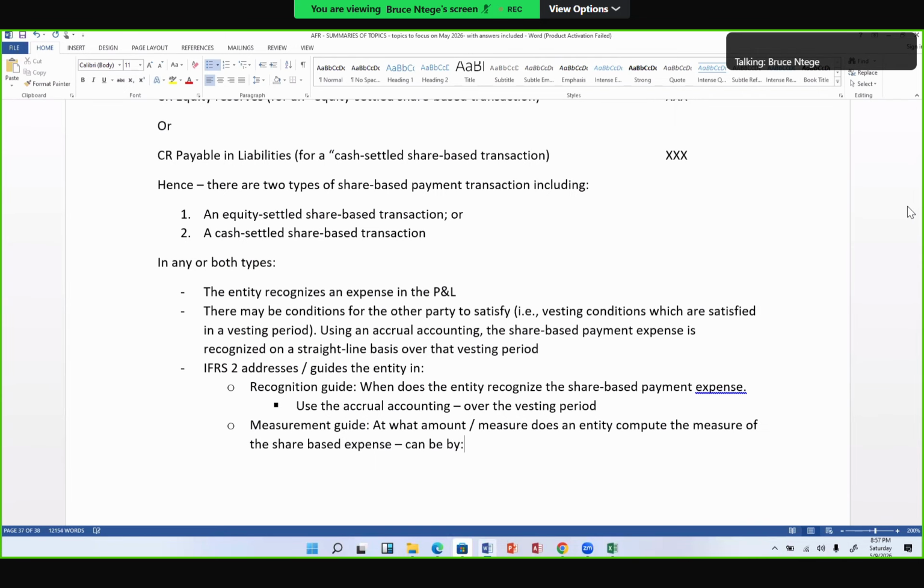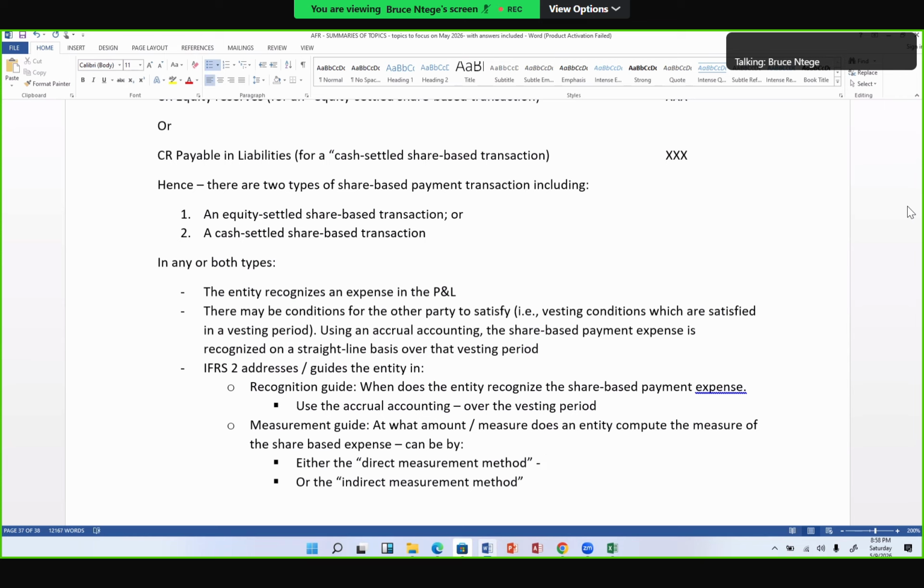The direct is to say, I'm directly going to look at the value of the goods I've received from that counterparty, who I'm going to pay with shares or with cash, cash settled. I look directly at the fair value of those goods that I have actually received. So this could be by using the direct fair value of goods or services received from the counterparty. That's what we call the direct method.